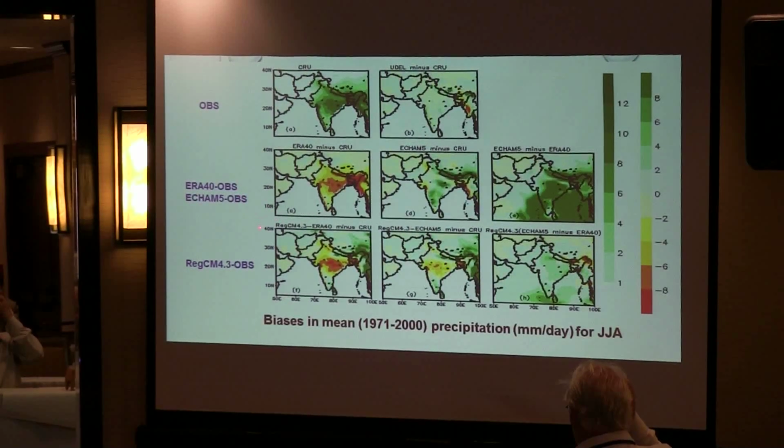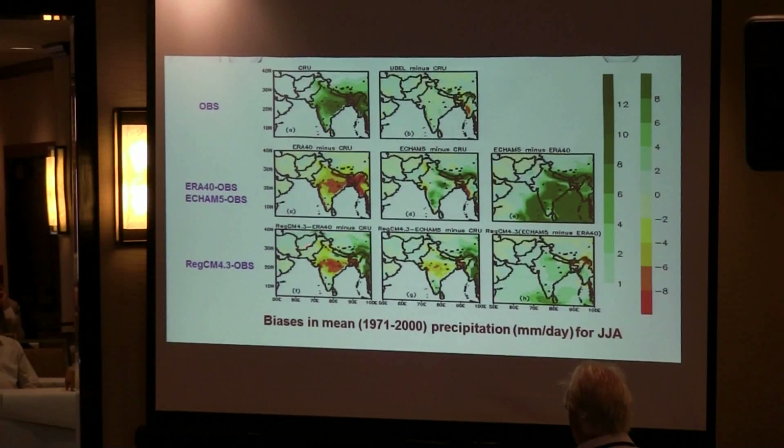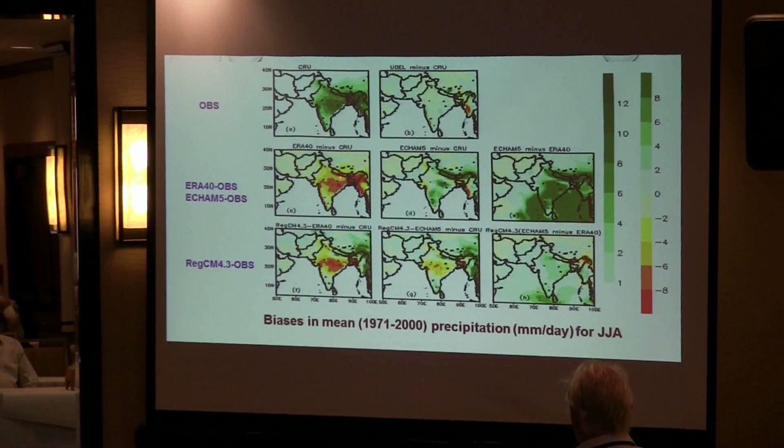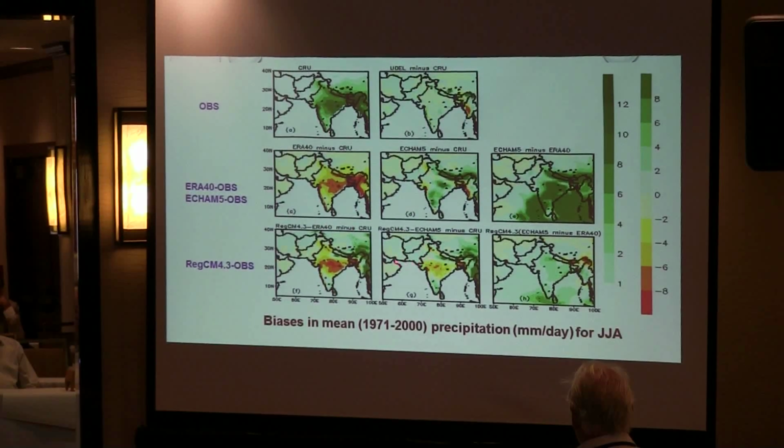And finally, in the summer season, that is June, July, August, again we can see we have some biases, but these biases are reduced in the two simulations.